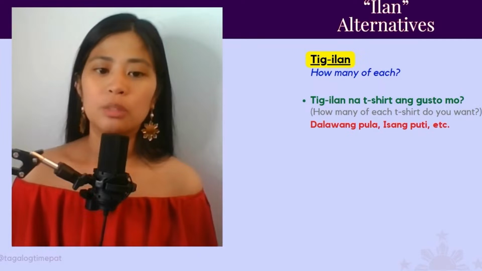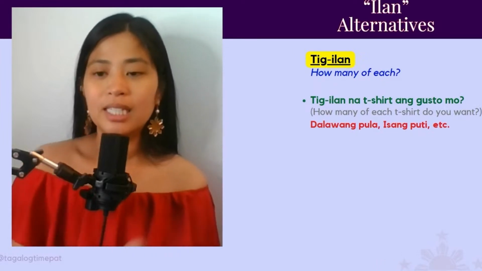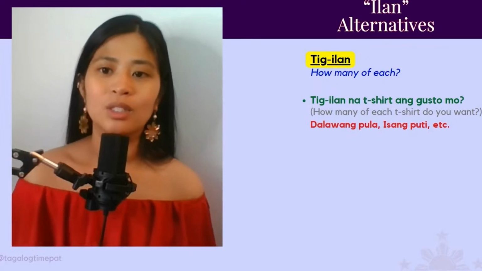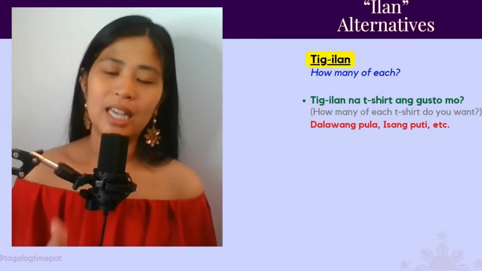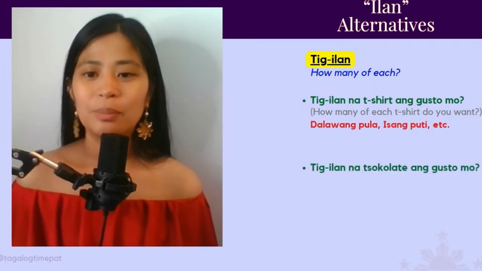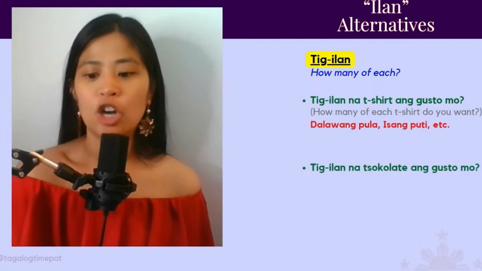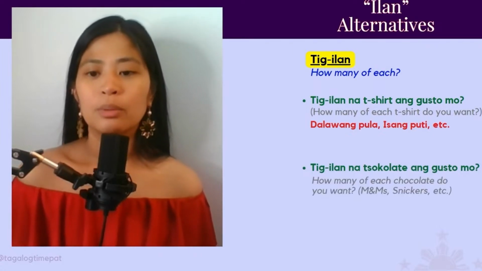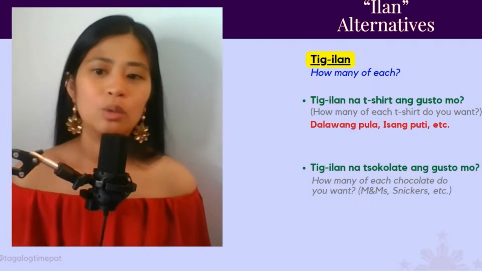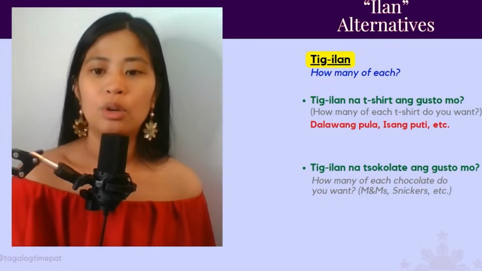Your response would just be the number of it. So, dalawang pula, 2 reds, isang puti, 1 white, and so on. So, you see it's asking how many of each type of thing. Another example, tig-ilan na tsokolate ang gusto mo? How many of each chocolate do you want? So, for example, if there are M&Ms, Snickers, Twix, and so on. Tig-ilan na tsokolate ang gusto mo?